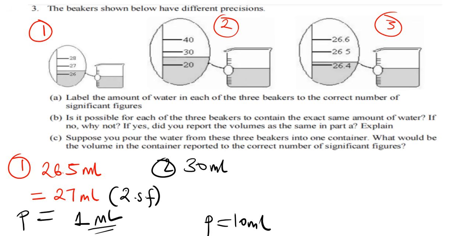Okay, and then if we're going to look at the other one, beaker 3. If we look at beaker 3, that is 26.4, 26.5, 26.6. Now what is the precision there? How close are they? To the nearest what? These ones, if you look at them, are to the nearest about 0.1 mL, right? Because from this figure you added 0.1, 0.1 and like that.